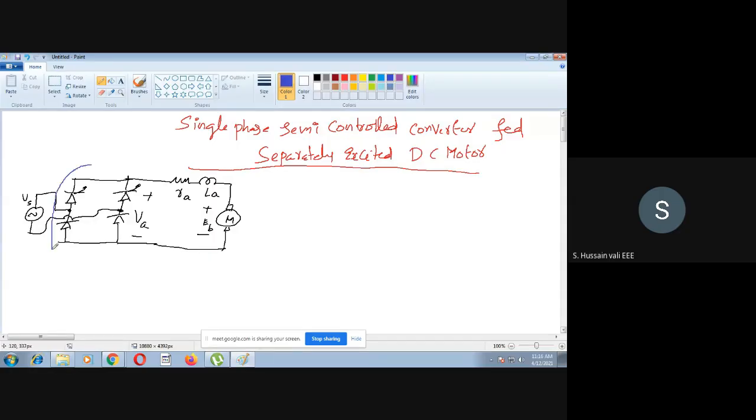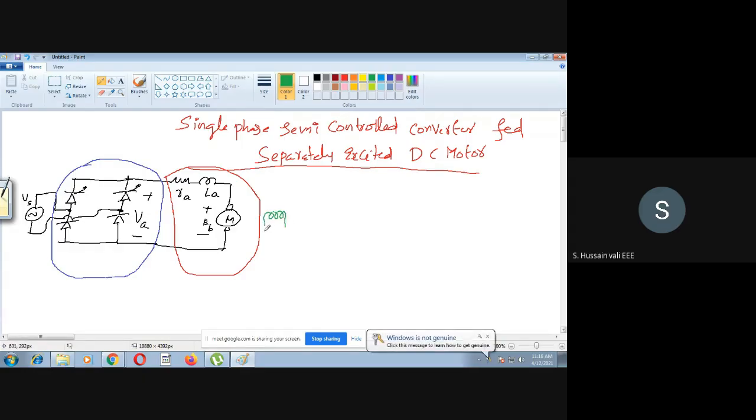Okay, it is the semiconductor. This part is the semiconductor, whereas the other part is the separately excited DC motor. And now remember, I have drawn only the armature circuit. This is the field circuit. And there is no connection between the field and armature as it is a separately excited DC motor.